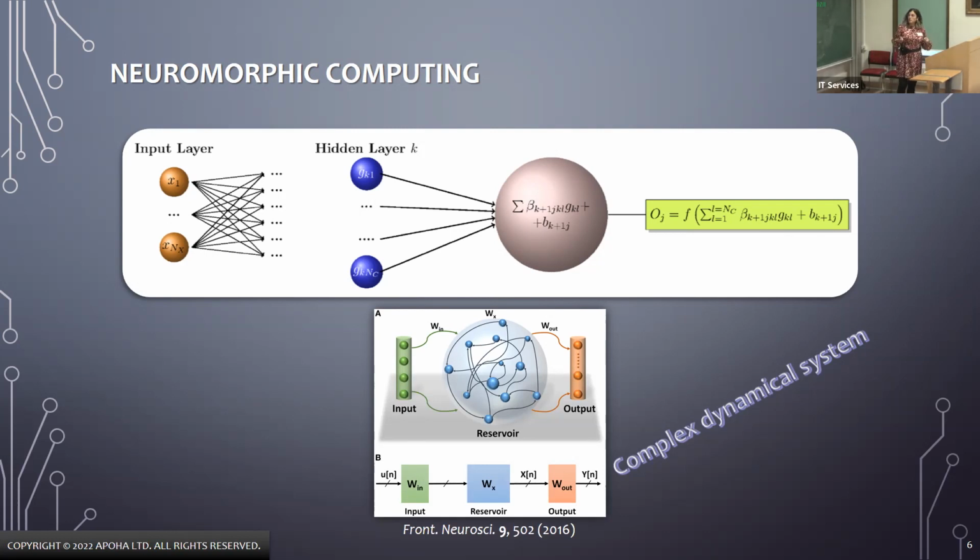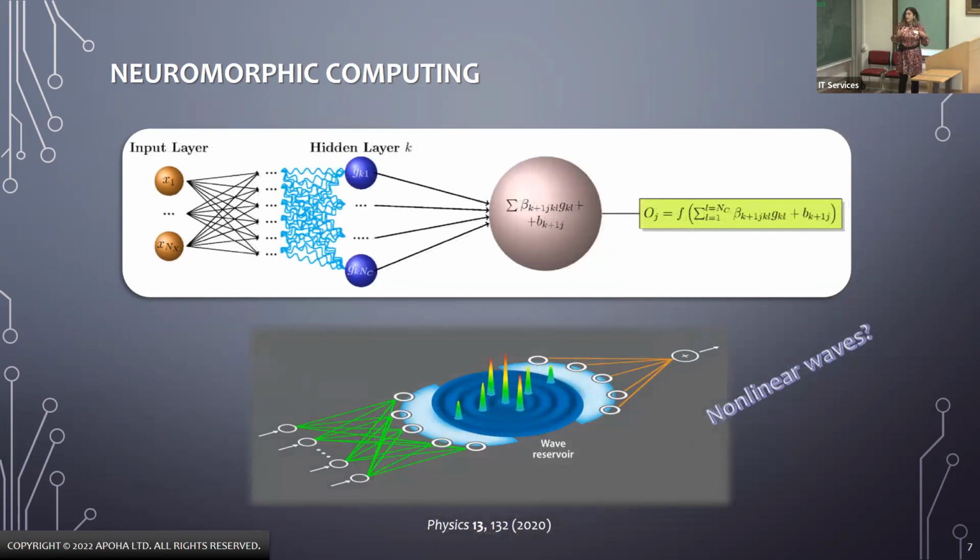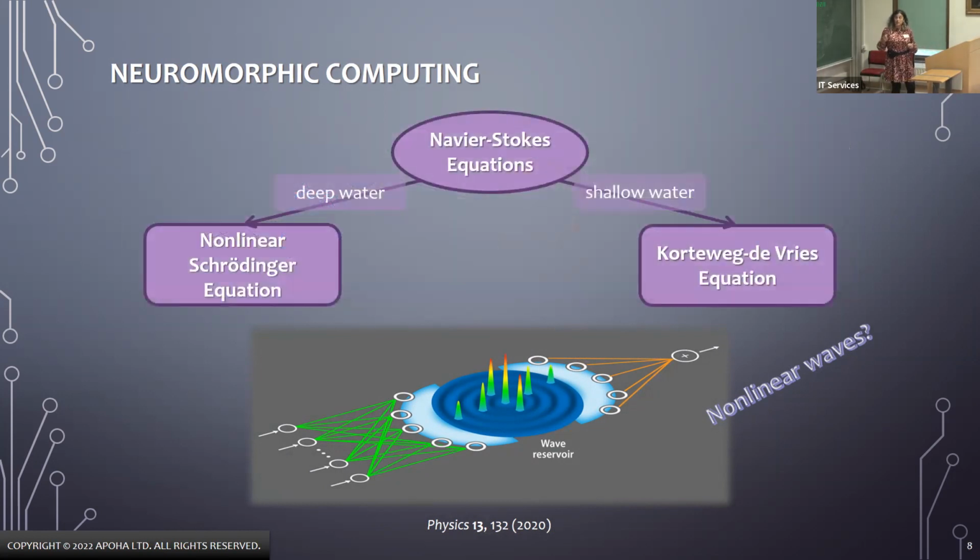So what we can do is to train the reservoir in a way that, given a certain input, we get a certain output. And these reservoirs can also be physical, and if they are physical, they are complex dynamical systems. So for my interest, I would say, why can't we use a wave reservoir? Why can't we use propagation of nonlinear waves to build this complex dynamical system? And this is what I'm going to show you.